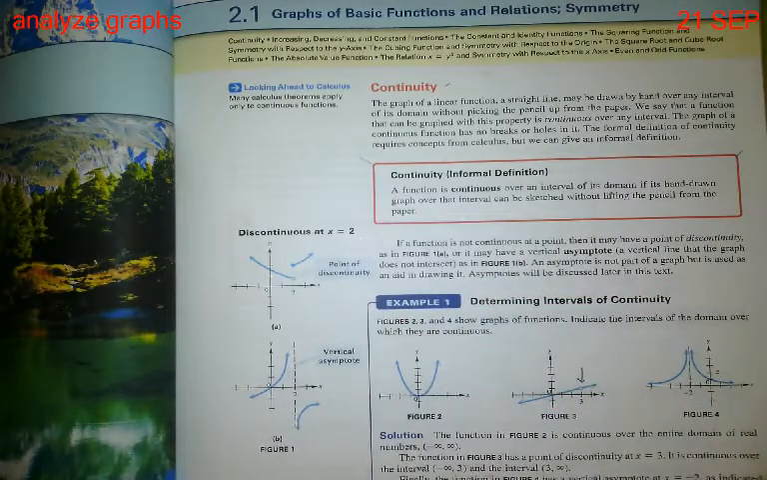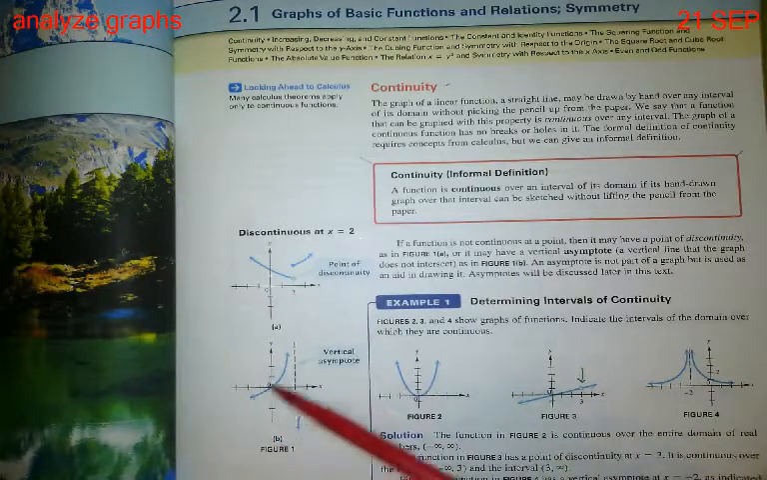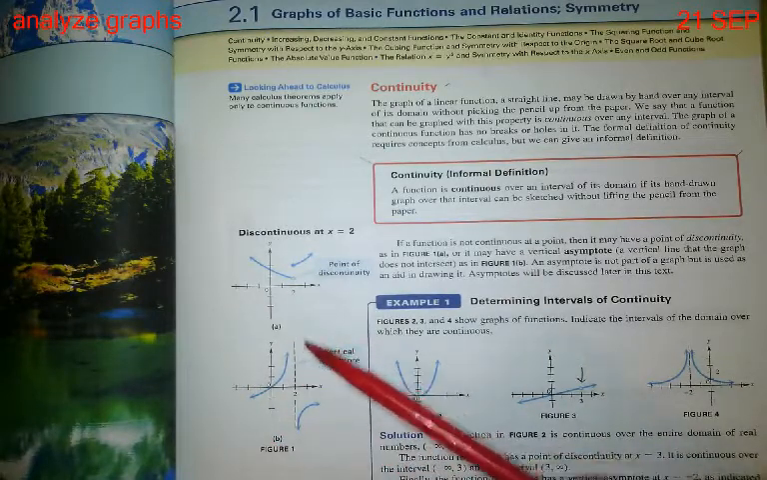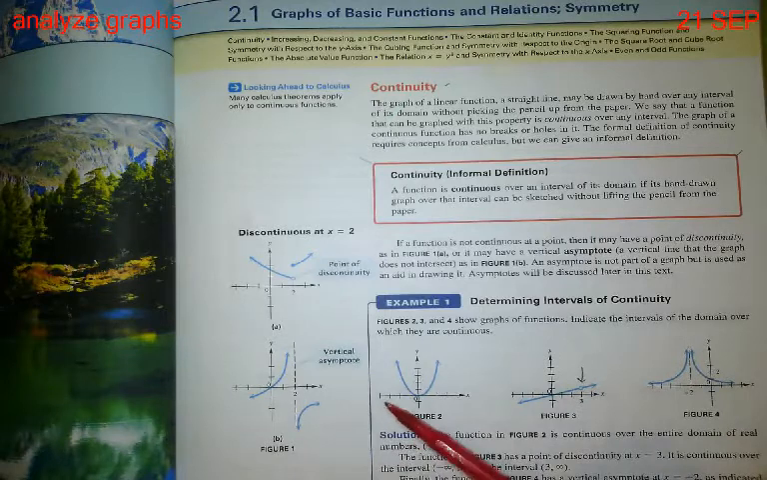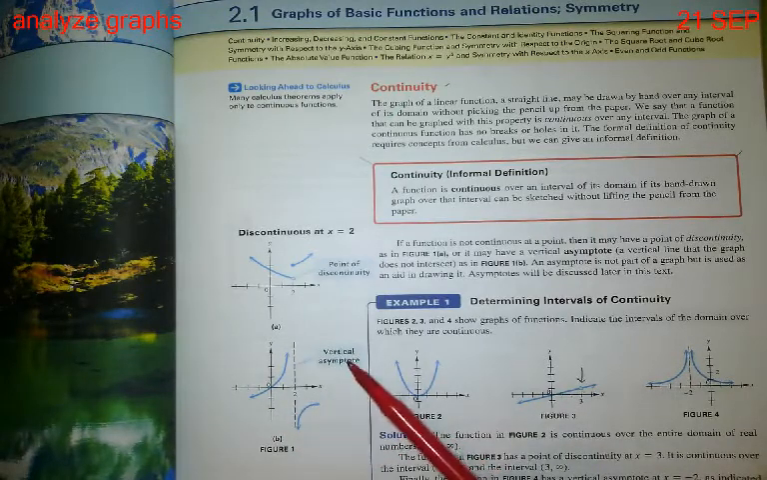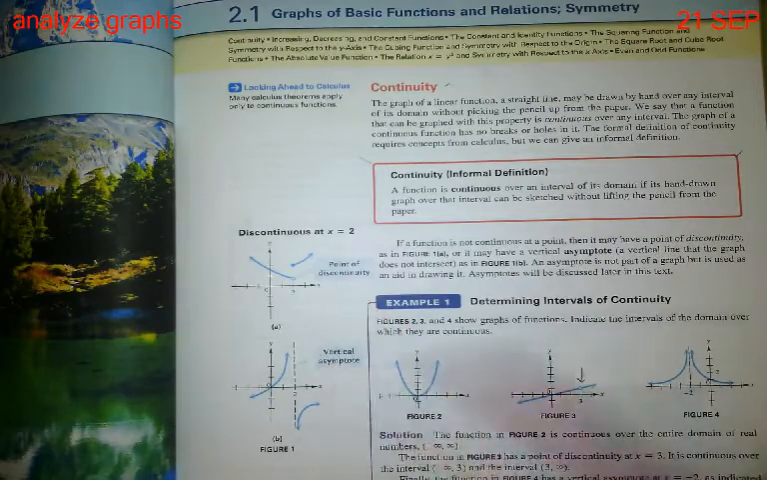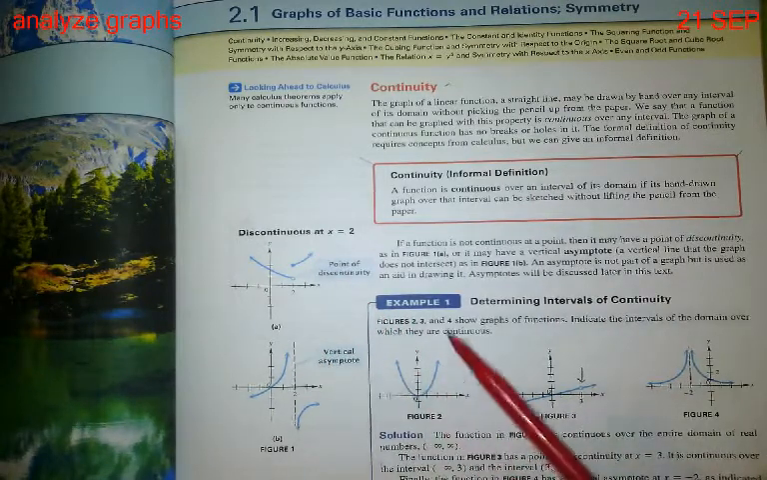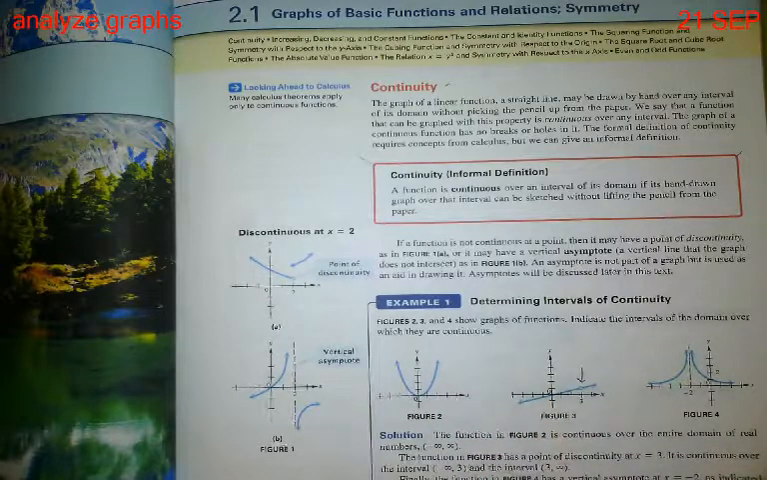To be continuous, you have to be able to draw the whole picture without ever picking up your pencil. So this one, I draw this side of the picture, then I have to pick it up, draw this side of the picture. So this one has an asymptote. It's discontinuous. So to be continuous, we want to know where is it continuous, and we have to write the answer in set notation. Excuse me, in interval notation.